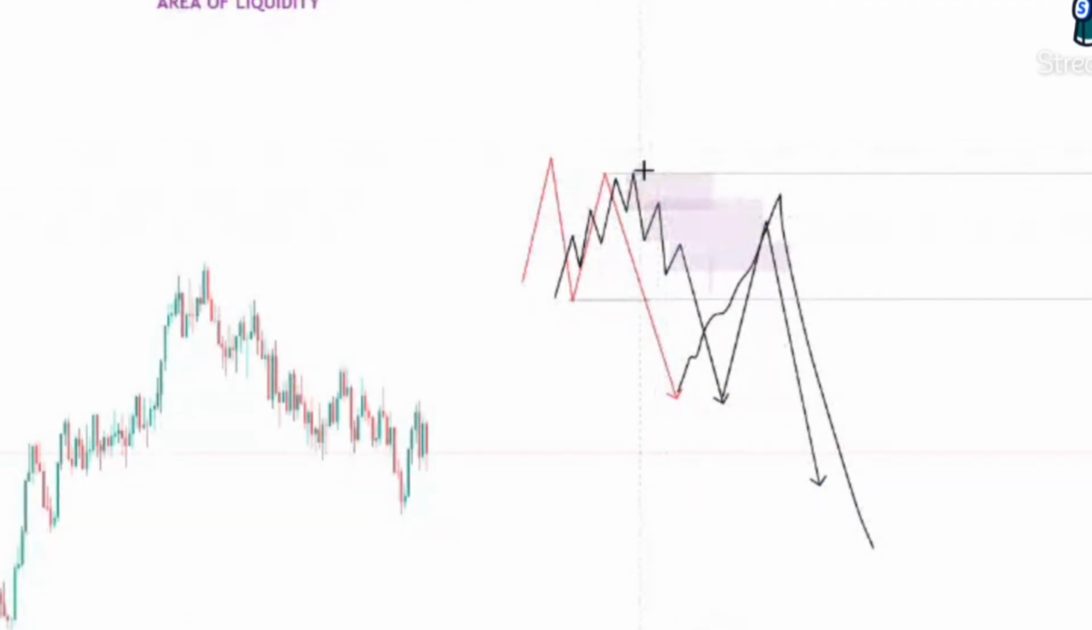Now, in this area, you can now look for your liquidity engineering in the lower time frame. Then you enter your trade from there. I don't know if that makes sense. Then you enter your trade from here.